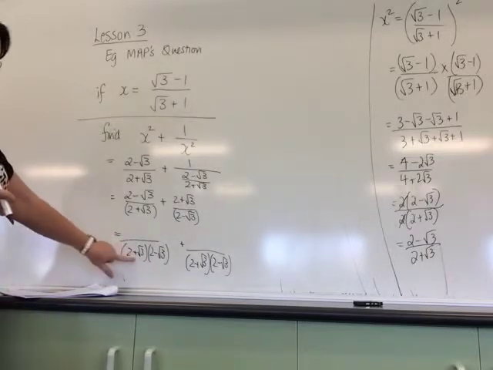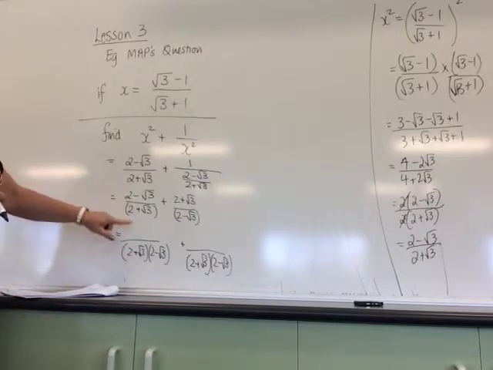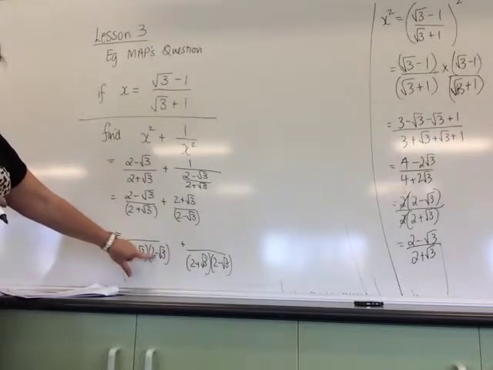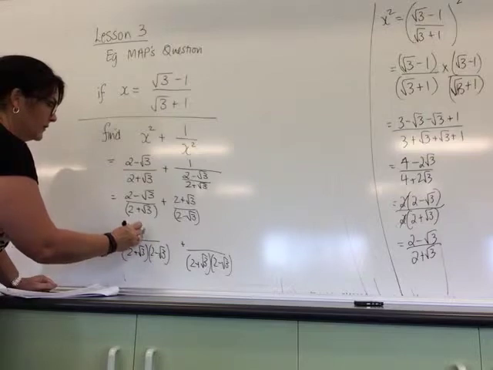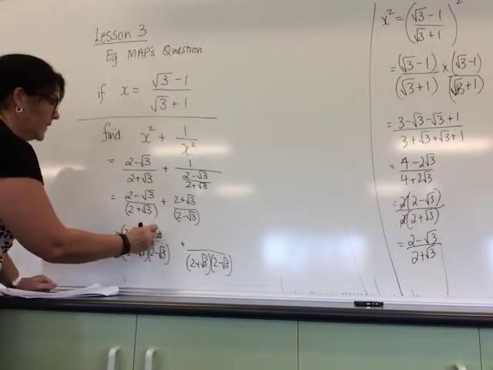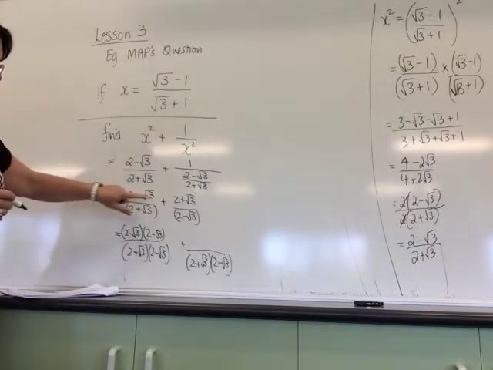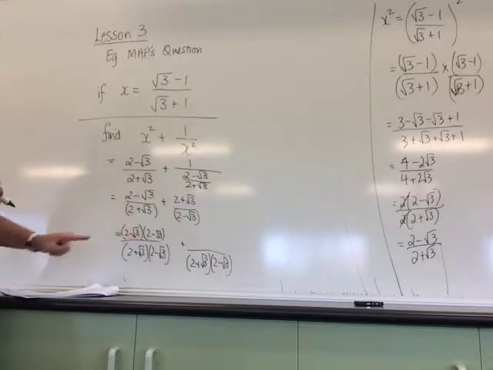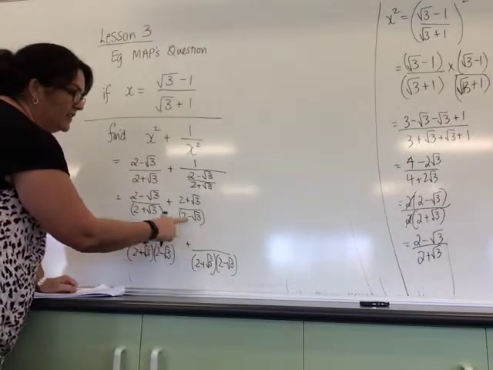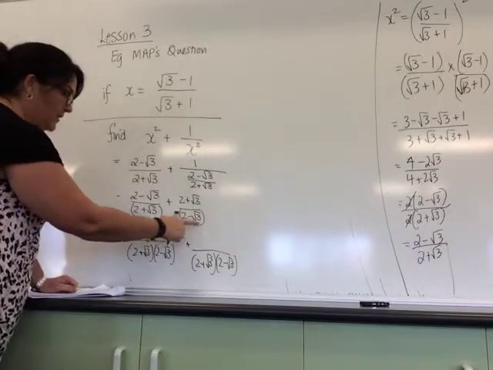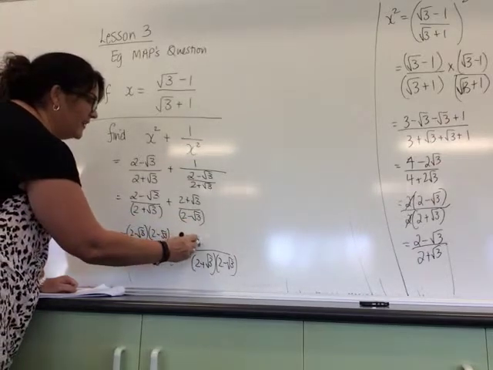Remember, whatever I do to the bottom, I have to do to the top. So I added 2 minus root 3 here, so I need to add that to the top. Did you see how I just put brackets around that original part and then multiplied it? The next one's the same. I then added 2 plus root 3 to the bottom of this, so I need to add that to the top.